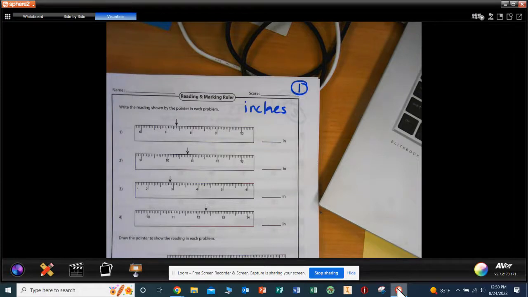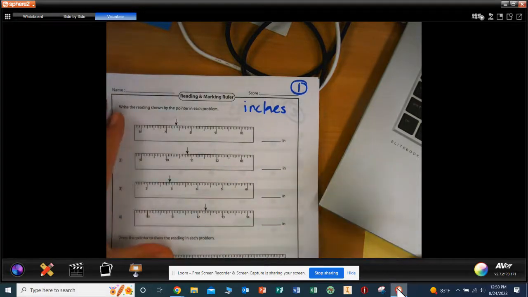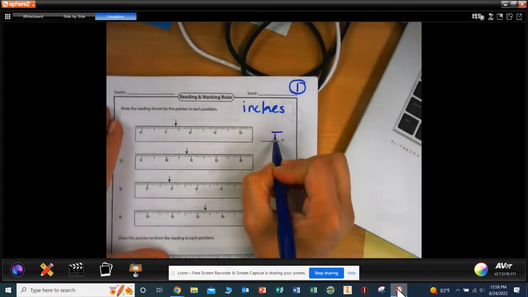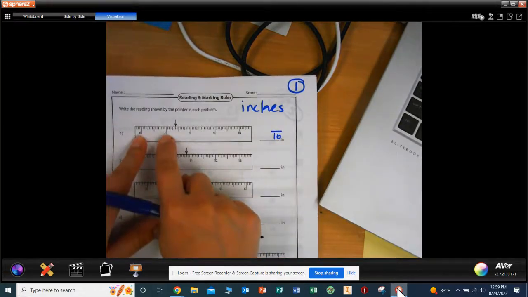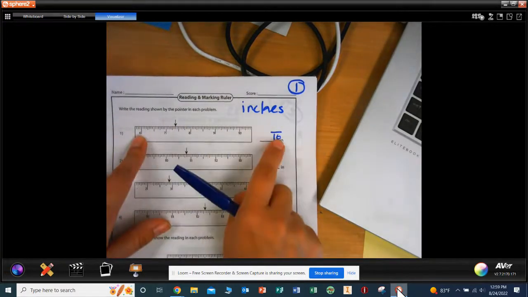Can you count how many little lines there are between 6 and 7? Is it 8? Is it 16? Okay, so you counted the little lines and you determined that it's 16. So that means that your denominator will be 16. So you count the little lines, however many little lines there are.